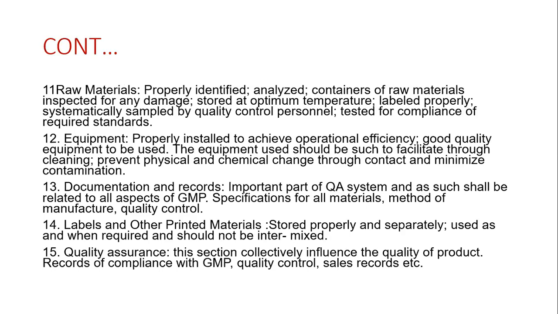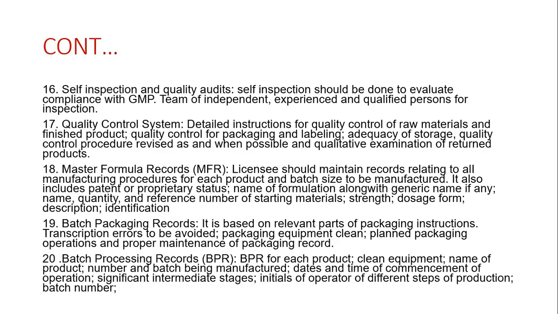Documentation and records are an important part of the QA system and shall be related to all aspects of GMP: specification of all materials, method of manufacture, quality control, and labels and other printed materials stored properly and separately, and should not be intermixed. Quality assurance: the sections collectively influence the quality of product, record of compliance with GMP, quality control, sale records, etc.